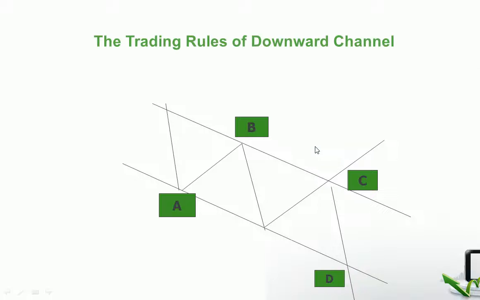Then we can see the next one. The trading rules of the downward channel. For the downward channel, we can connect the 2 high points, then connect the low point. For the downward channel, A is the buy point, B is the sell point, 1 sell point, and 4 buy points. D is the buy point, because if you see the price fall below the downward channel, here is the buy point. Here is another sell point, because the downtrend is changed to the uptrend or sideways.